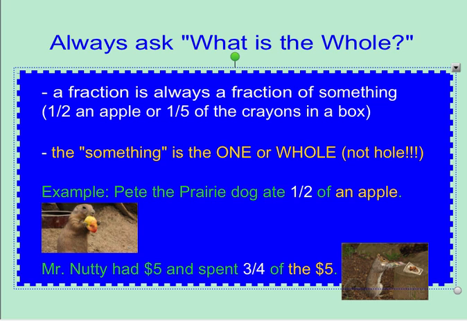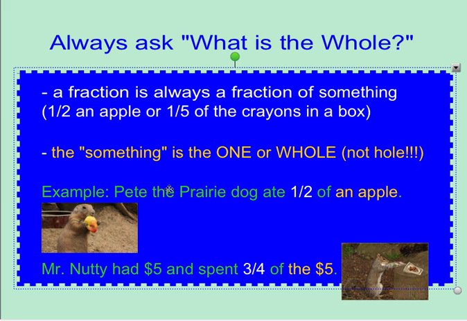So like I said, you always have to ask yourself, when working with fractions and even decimals, what is the whole? And a fraction is always a fraction of something else. For example, half of an apple: the half is the fraction, the whole is the something. 1/5 is the fraction, crayons in a box, the box would be the something. The something is the one or the whole, not H-O-L-E, we spell it W-H-O-L-E, meaning one whole something, it's complete.